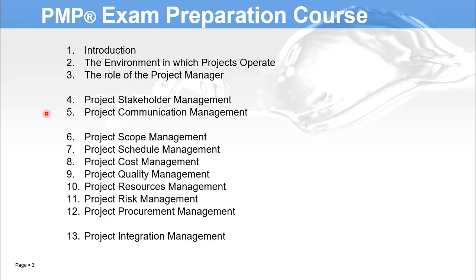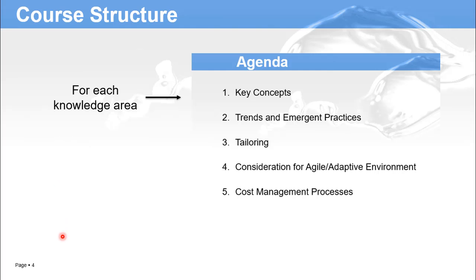Start with the introduction, chapter 1, then chapter 2, chapter 3, and then go to project stakeholder, which actually in the PMBOK book is chapter 13, and then project communication management, chapter 10, and then scope, schedule, cost, quality, resources, risk, procurement, and finally we discuss and illustrate the project integration management. This is the structure of our course.